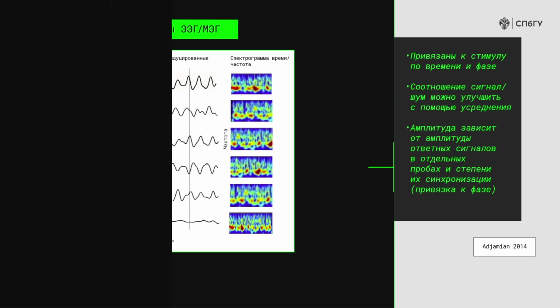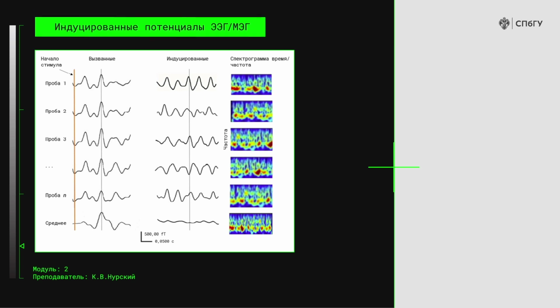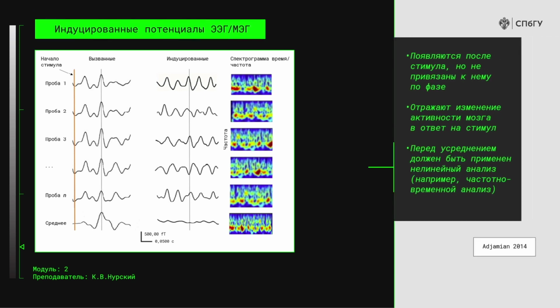In contrast, induced EEG or MEG response occurs after the stimulus but has no strict phase relationship with it. Such responses represent modulation of ongoing brain activity by the stimulus. As shown in the middle panel of the figure, simple across-trial averaging that worked well for evoked responses doesn't work for induced activity, as the single-trial waveforms eventually cancel each other out. Therefore, nonlinear analysis methods, such as time-frequency decomposition, as shown in the right panel, must be applied before averaging for analysis of such responses.